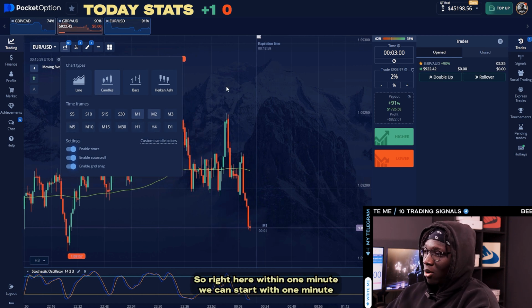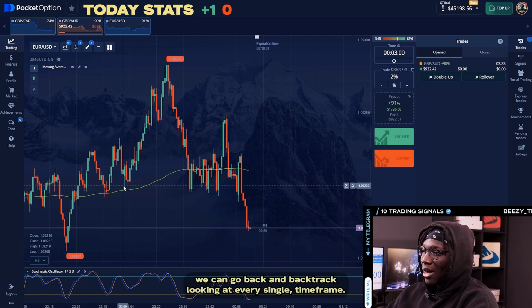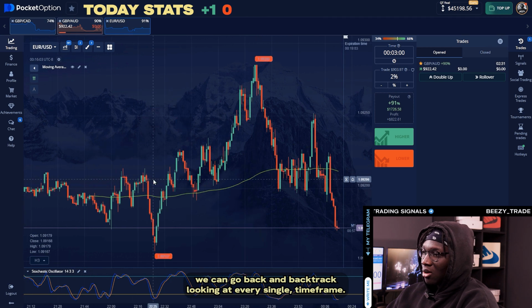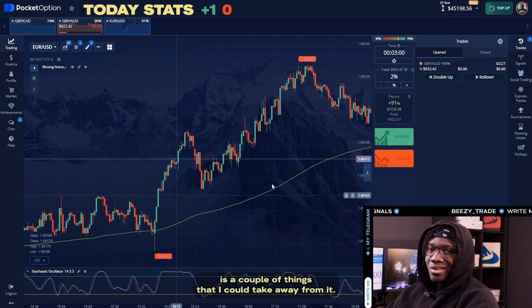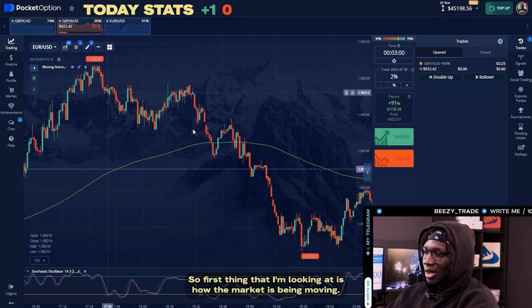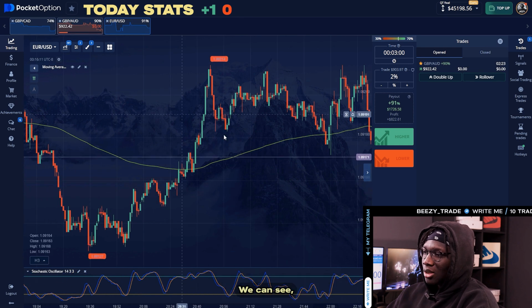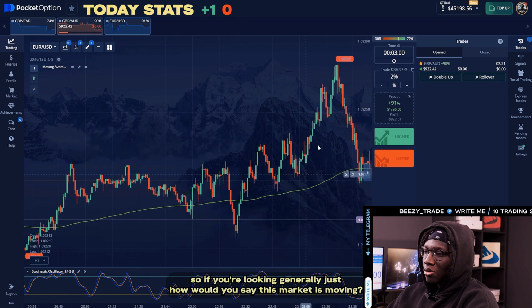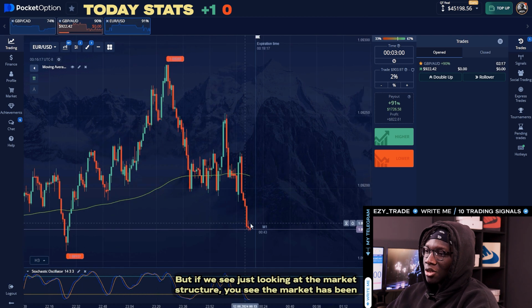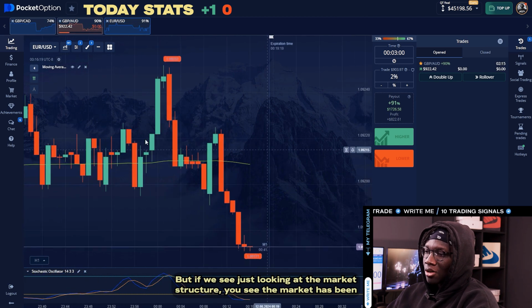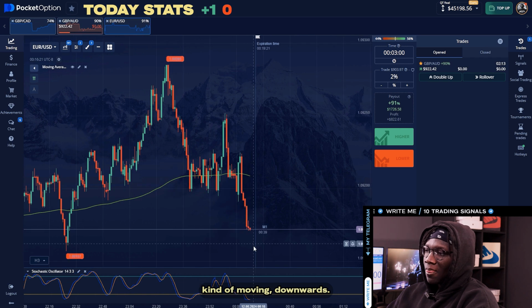So right here, we're on 1 minute. We can start with 1 minute, or we can go back and backtrack looking at every single time frame. But just by looking at this chart, there's a couple of things that I could take away from it. So first thing that I'm looking at is how the market has been moving. If you're looking generally, just how would you say this market is moving? You would say downwards. But if you see, just looking at the market structure, you see that the market has been kind of moving downwards.